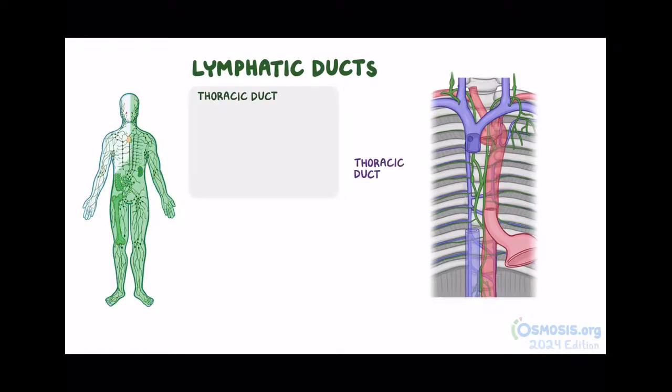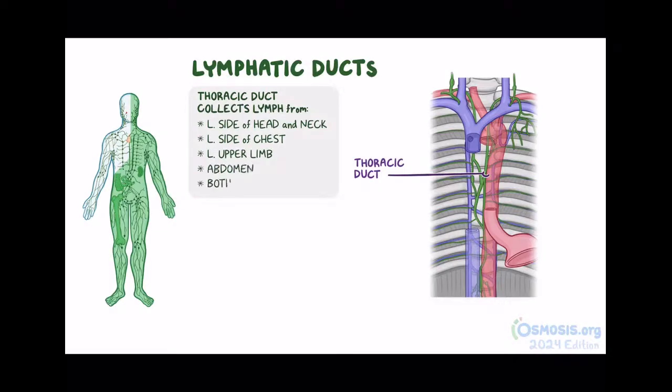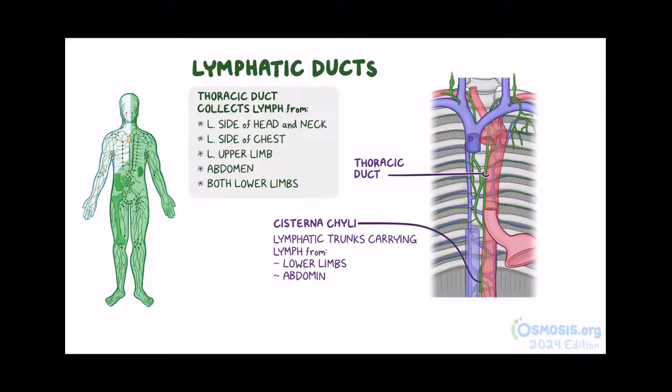The thoracic duct, on the other hand, collects lymph from the rest of the body, which is the left side of the head and neck, the left side of the chest, the left upper limb, the abdomen, and both lower limbs. The thoracic duct begins as the cisterna chyli, which is a dilated sac where the lymphatic trunks carrying lymph from the lower limbs, abdominal viscera, and the pelvis converge. The thoracic duct travels through the thoracic cavity and eventually drains into the left venous angle.